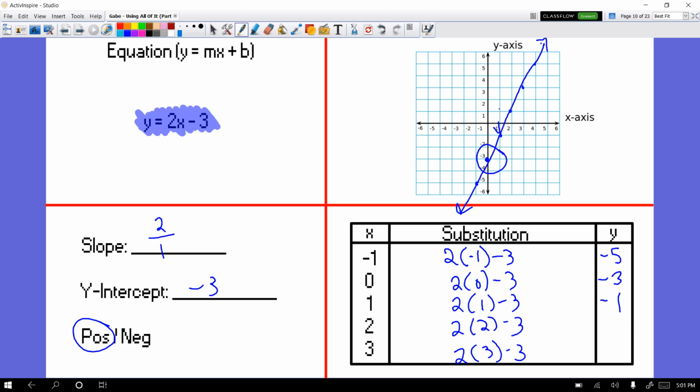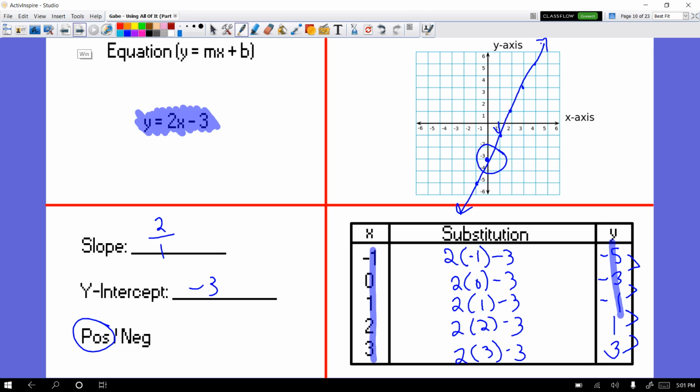Check. And you see how I'm generating the x and y coordinates? They're just simply, you could plot those right here, and that would take care of that. This process is going to continue, and I'm just going to be as thorough as possible. 2 times 2 is 4, minus 3 is 1. 2 times 3 is 6, minus 3 is 3. Okay? You can see that it increased by the slope.